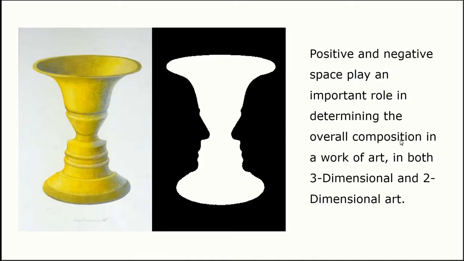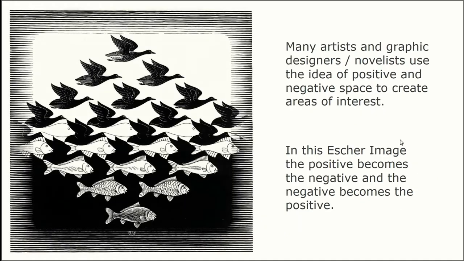Positive and negative space play a really important role in determining overall composition in a work of art, both in three-dimensional and also in two-dimensional art. Many artists and graphic designers, novelists, use the idea of positive and negative space to create areas of interest. In this Escher image, the fish here is positive, but as it moves up in the ranks becomes the negative space around the bird, which is the positive. And as the bird moves down in space, you'll notice the bird becomes the negative space.